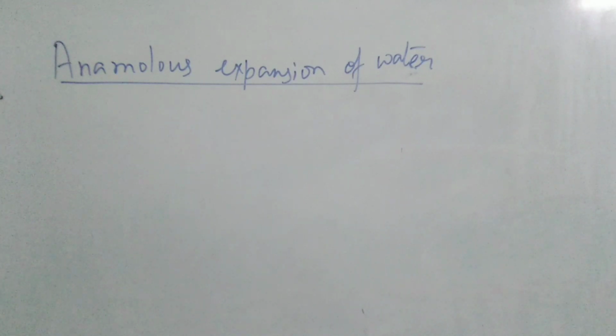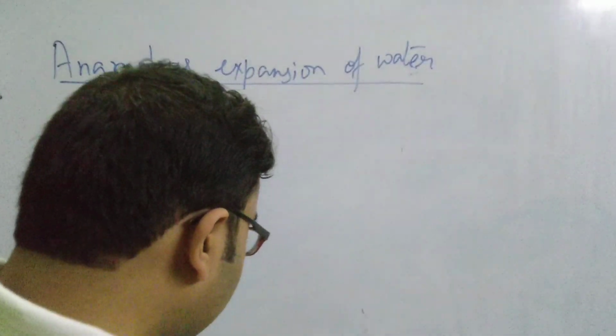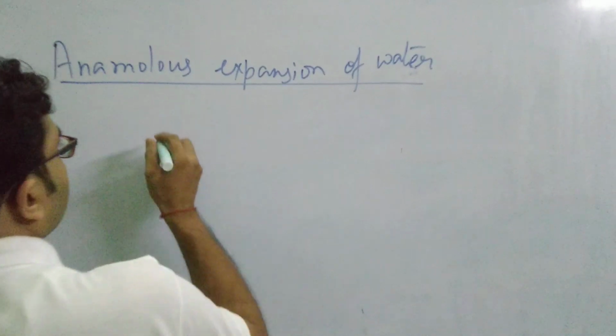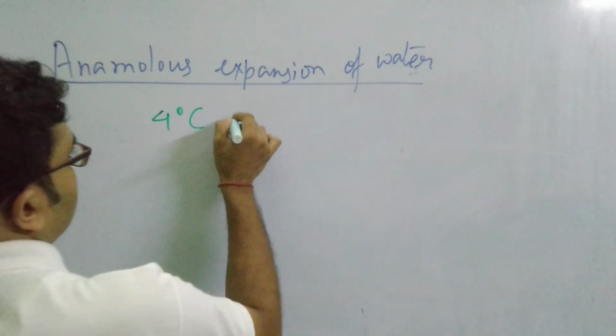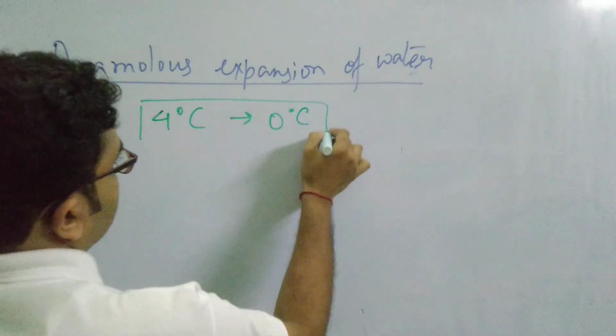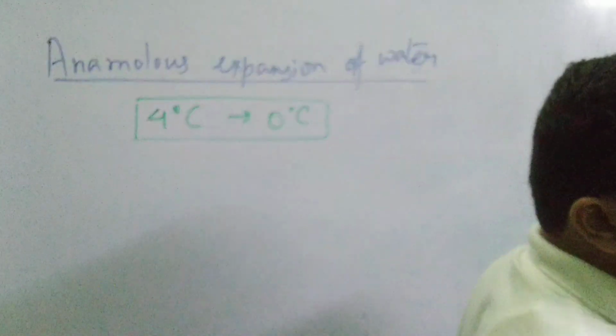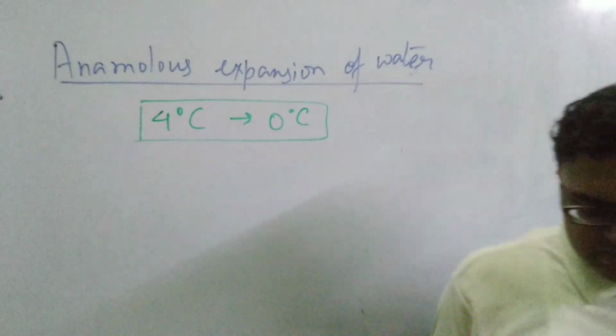Okay. Now, this particular expansion or contraction happens for normal temperatures except for a certain range of temperature. What is that range? That certain range of temperature is 4 degrees centigrade to 0 degrees centigrade. In this temperature zone, something different happens with water. What does happen? Let us see.